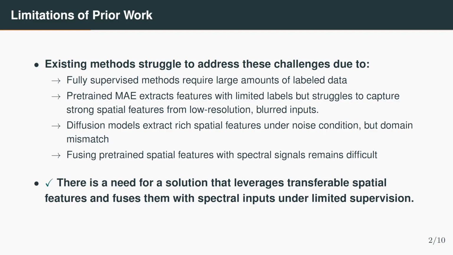Diffusion models are a new and promising approach for feature extraction. They've been shown to capture strong spatial features even under noisy or low resolution conditions. But since they are usually pretrained on natural images like ImageNet, applying them directly to geospatial data may lead to a domain mismatch. And even if we get strong spatial features, how to effectively fuse them with the spectral signal remains challenging.